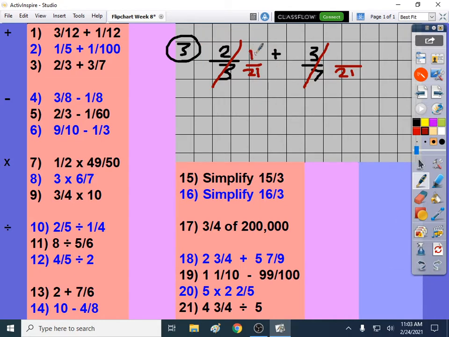And you get 14. On the other side, what do you do to 7 to get to 21? 7, 14, 21. Times by 3. So times the top by 3 as well. You get 9. And then you can add those, can't you? 14 plus 9 is 23 over 21. That's completely fine. You might change it into a mixed number: 1 whole and 2 over 21.